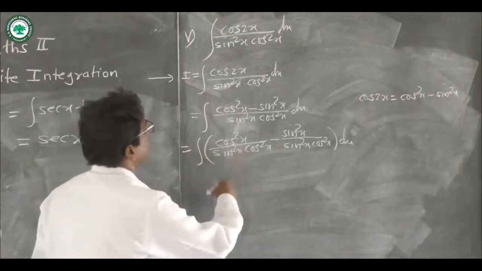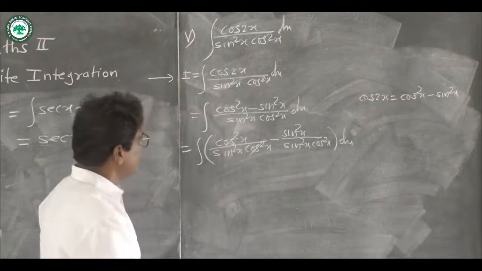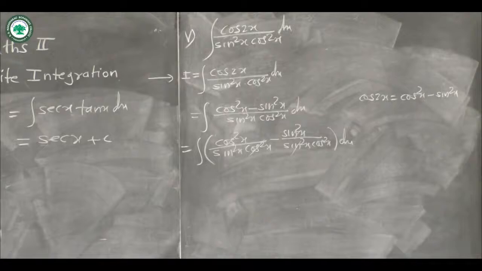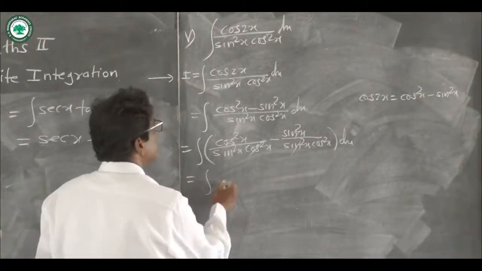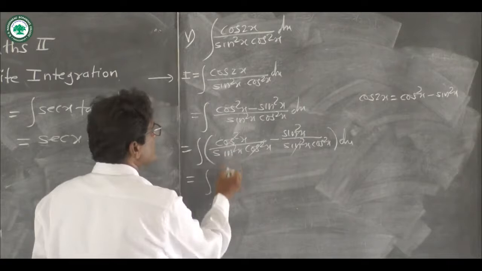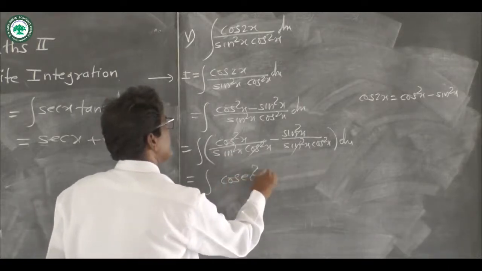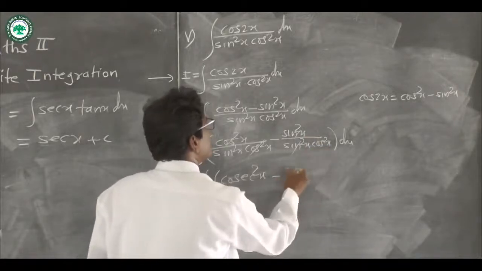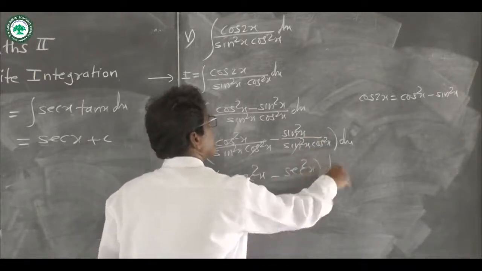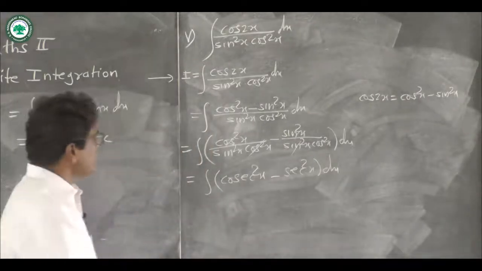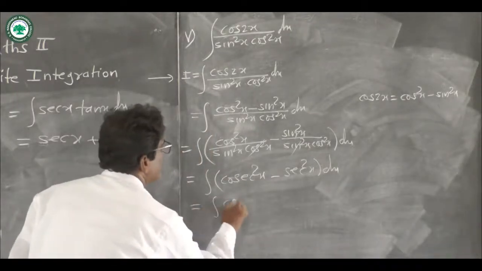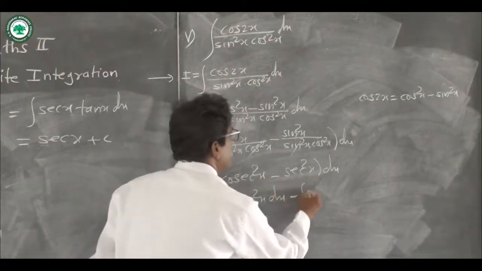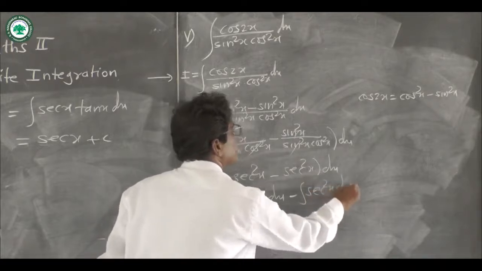Now here cos square x and cos square x get cancelled to each other, sin square x and sin square x get cancelled to each other, and so we get here integration of 1 upon sin square x, which is cosec square x, minus 1 upon cos square x, which is sec square x, dx. Now here we separate the integration of cosec square x dx minus integration of sec square x dx.